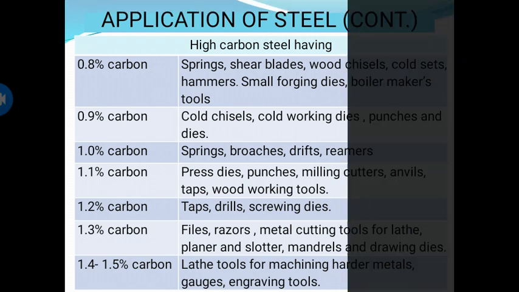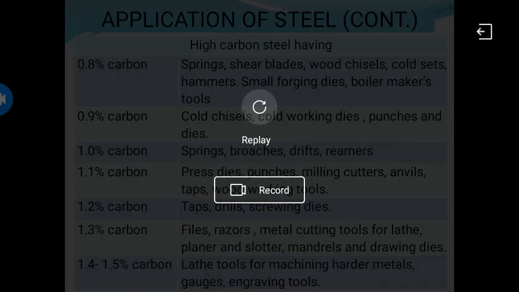So, in a nutshell, plain carbon steel is an alloy of iron and carbon. Depending upon the percentage of carbon, it is categorized into various forms as they have different fields of application.